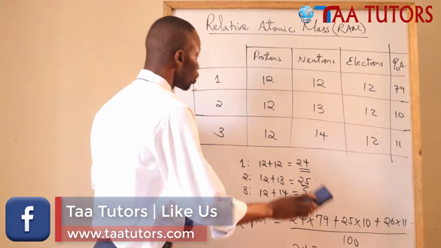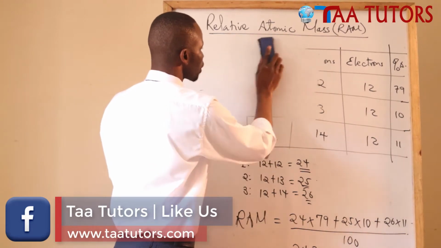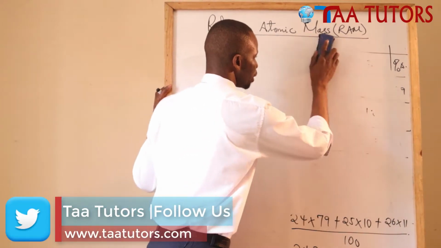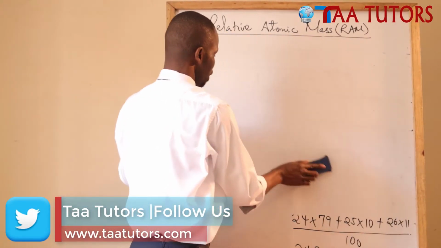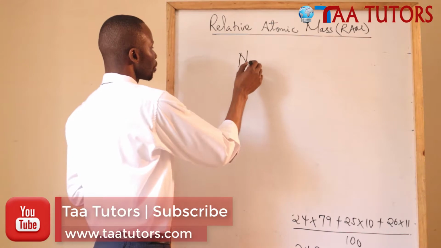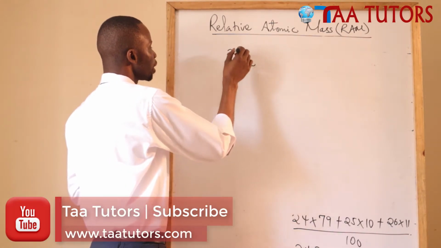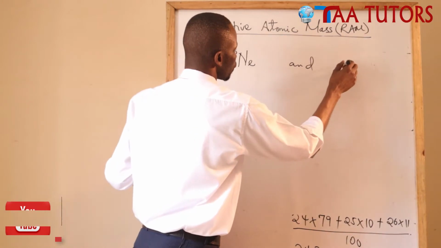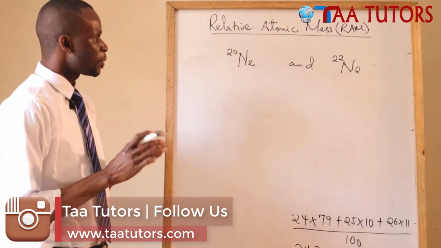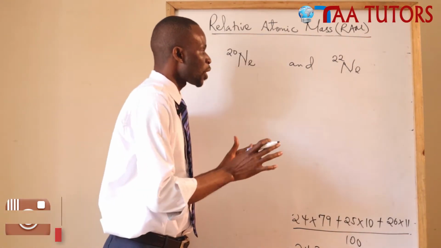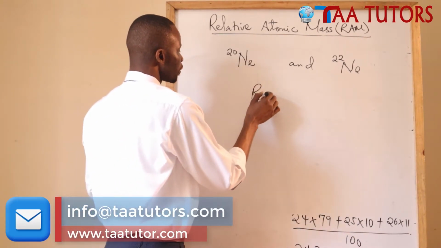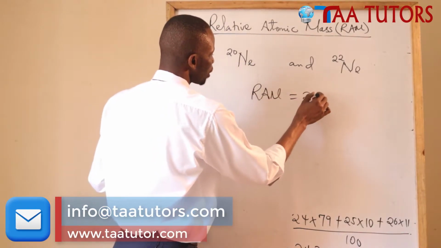Viewers, lastly, I want to show you something that is very common in examination, but students really don't understand how to answer this particular question. And you may meet it in exams anytime. I want to use an example of neon. Neon, we have neon 20 and neon 22. These are the isotopes of neon. Then the examiner tells you that if you have neon 20 and neon 22 as the main isotopes of neon, then the relative atomic mass of neon is 20.2.